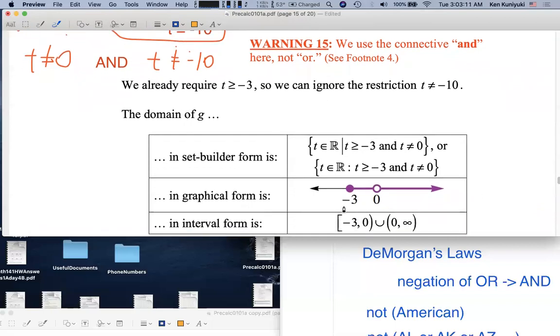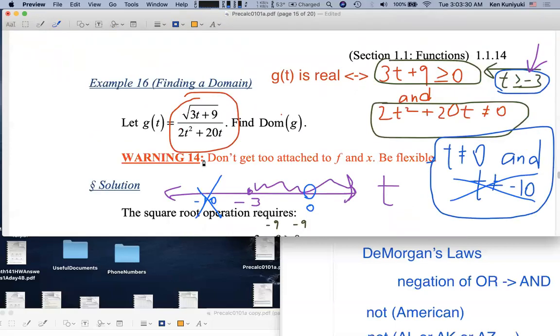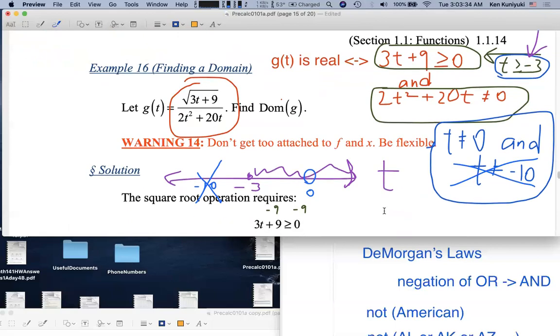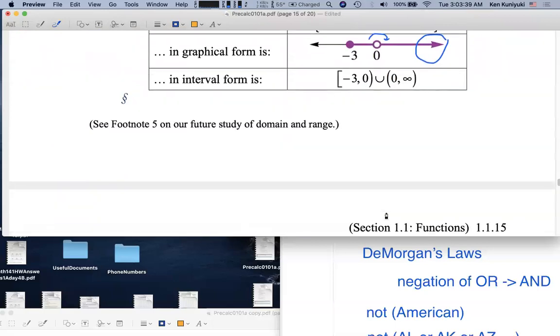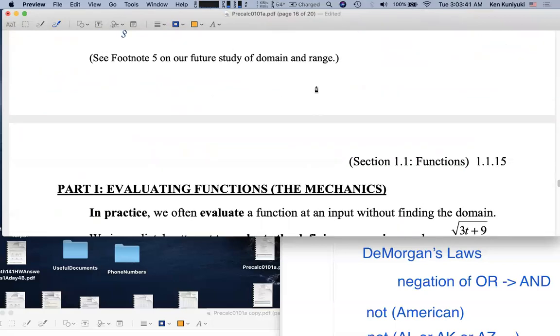Well, we include the -3, so bracket, -3, comma, 0, parenthesis, we skip over the 0, union, parenthesis, 0, comma, infinity, parenthesis. We skip over the 0, we have parentheses around the zeros. All right, so this is the domain of this function g, the set of all real values for t for which this output is real, and only those values. Next up, how you evaluate functions.